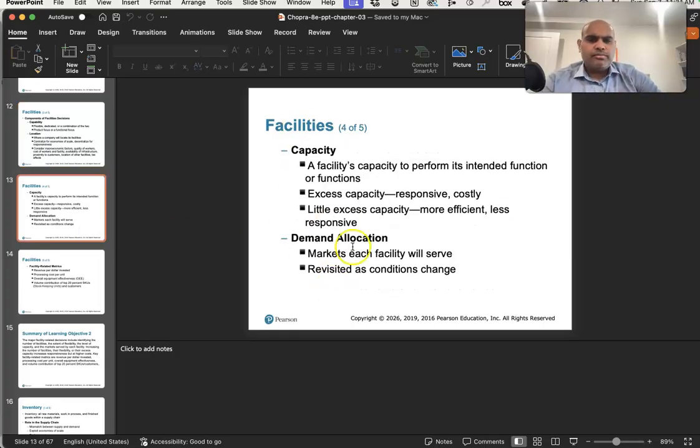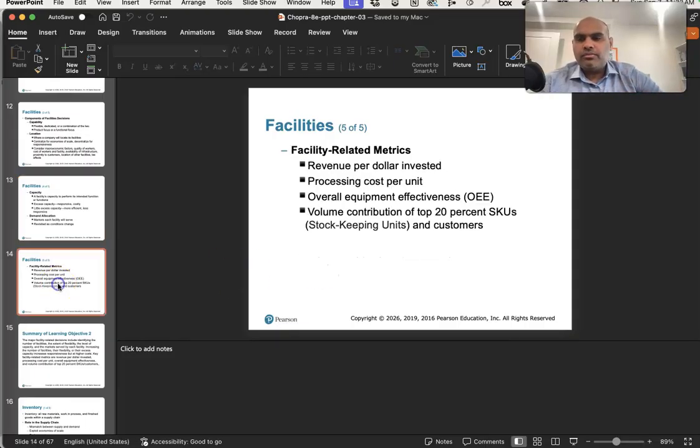Like I said, capacity is important, and of course, demand allocation. So once products are made at that facility, or once products are transformed at that facility, where are they going to go? Are they going to go to distributors? Are they going to go to customers directly? Are they going to go to retail stores? So all of those things are important to know. So it's a very important idea. And the metrics that are important.